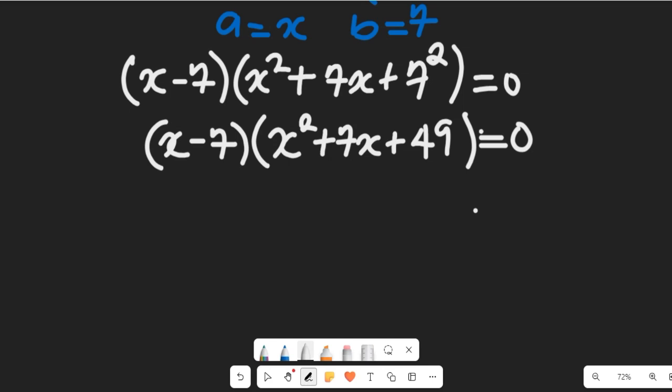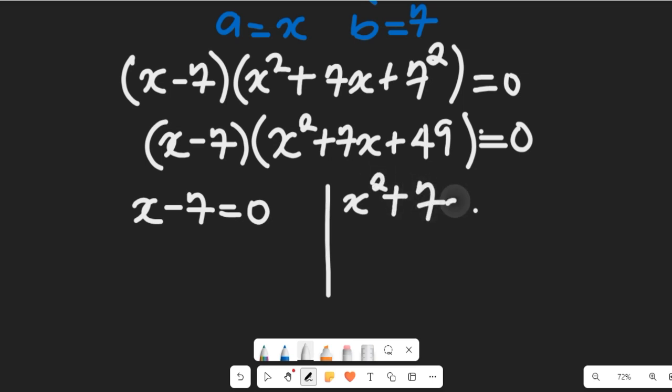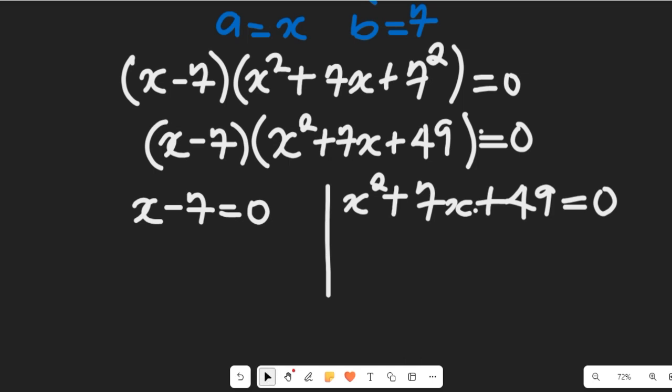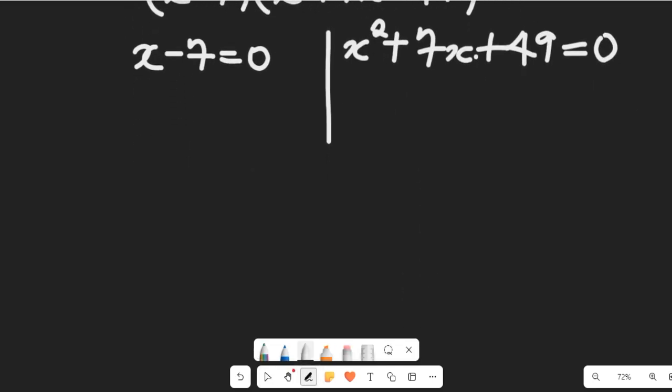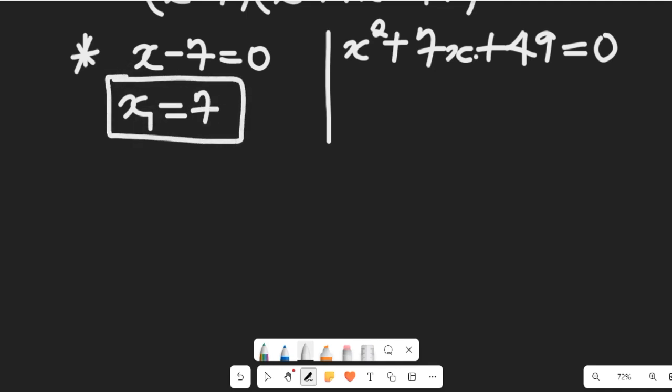Now we have what we call the zero product. In this zero product rule, we can look at x minus 7 to be equal to 0, and we can equally have x squared plus 7x plus 49 to be equal to 0. Great. From the first expression, if we add 7 to both sides, the value of x can be equal to 7. Hence, x1 is equal to 7.